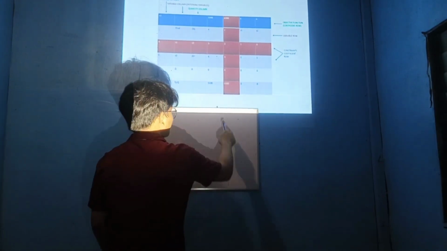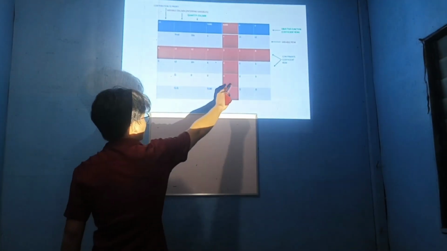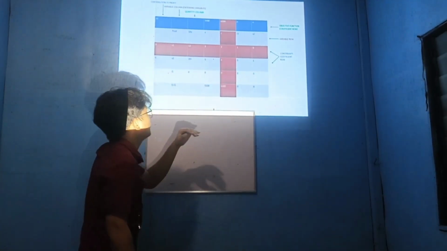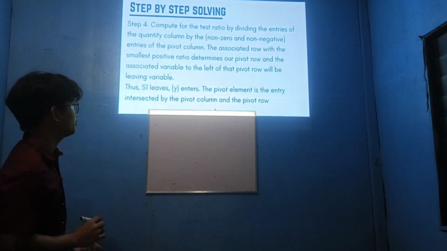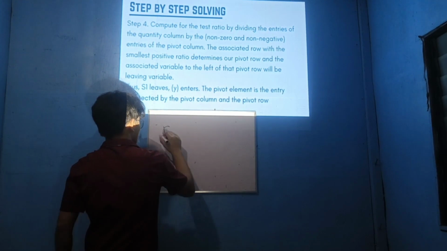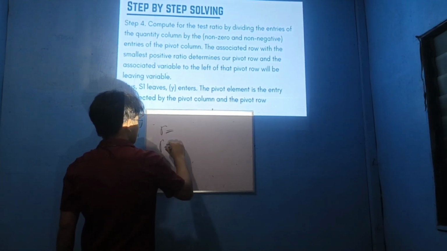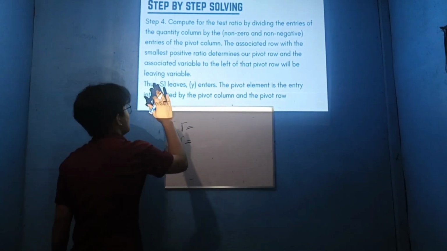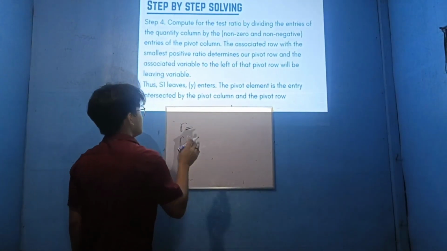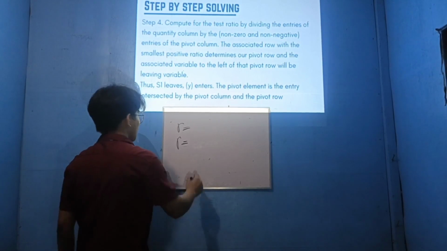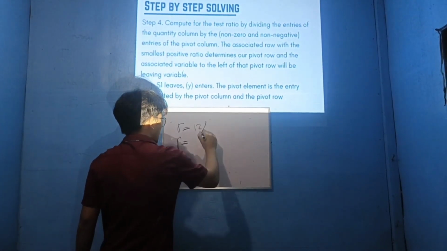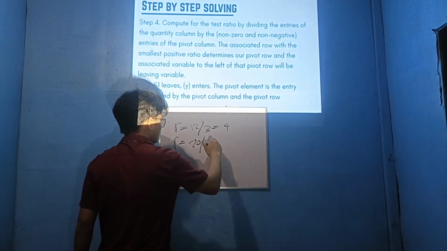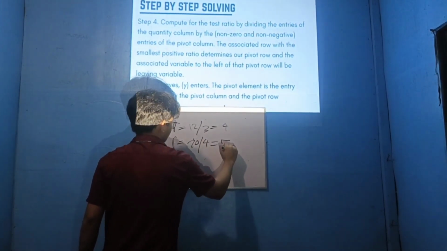Here we have our most positive value and our constraint row will be marked. For step 4, compute for the test ratio. We test the ratio by dividing the entries of the quantity column. So we have 12 divided by 3 is equal to 4, and 20 divided by 4 is equal to 5.